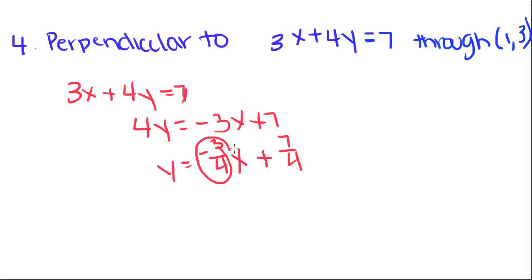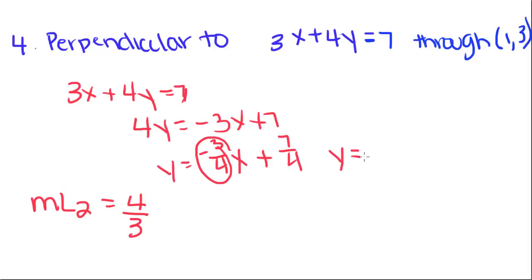So perpendicular lines have opposite reciprocal slopes. So the slope of my second line needs to be the opposite, so the opposite sign. So since this is negative 3/4, our new slope is going to be positive, and the reciprocal. So all we do is switch the top and bottom. So we get 4/3. And so we're going to do the same thing we did in the last one now, and we're going to plug this and this into the slope-intercept form to find our b.